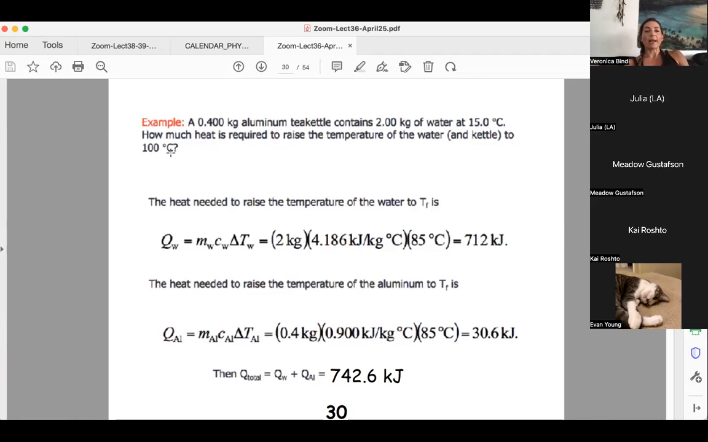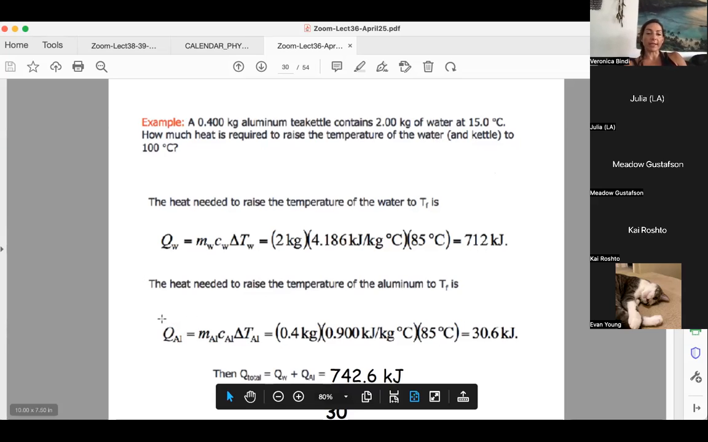And so we have 100C minus 15. And so 2 kilograms multiplied by this, multiplied by 85 Celsius, and you find 712 kilojoules. If you end here, you have an answer to the problem, because the problem says to raise the temperature of water and kettle. So we need also to see how much heat we need to provide to the kettle.